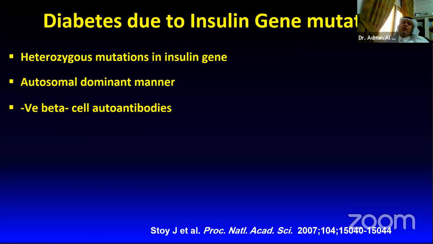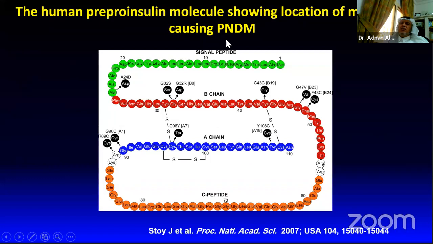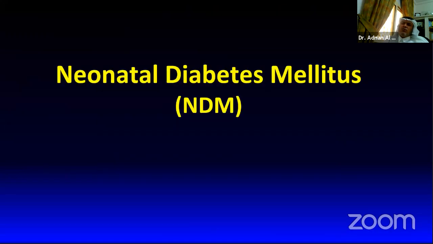MODY 10. So this is an autosomal dominant disease. They have negative autoantibodies, and this is the insulin gene molecule. You can see that this is the alpha chain, and this is the beta chain, and this is the C-peptide, and there is a mutation of the insulin gene itself. So they have no normal insulin production.